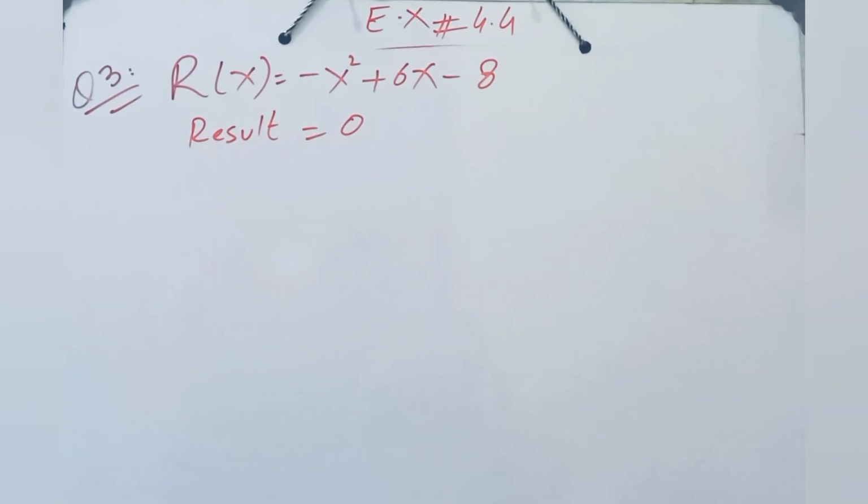In the previous lecture, class 9th exercise 4.4, we completed question number 2, and today's lecture is from question number 3. Question number 3 is a numeric problem. The question is: an investor returns Rx rupees by investing x thousand rupees, and this is the given expression.